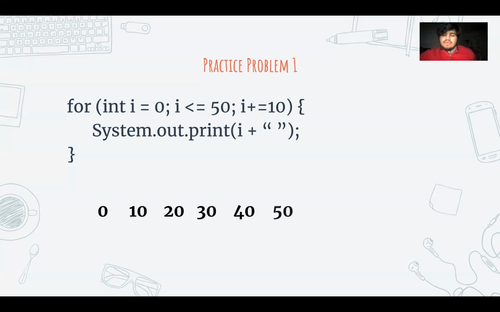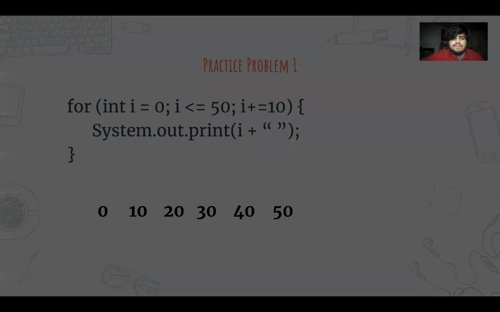And then this time it also includes 50 because 50 is in fact less than or equal to 50. However, once it's done with 50, it's going to increase the value by 10. And I is no longer 50, I is now 60. And is 60 less than or equal to 50? No, it's not. So it ends there.